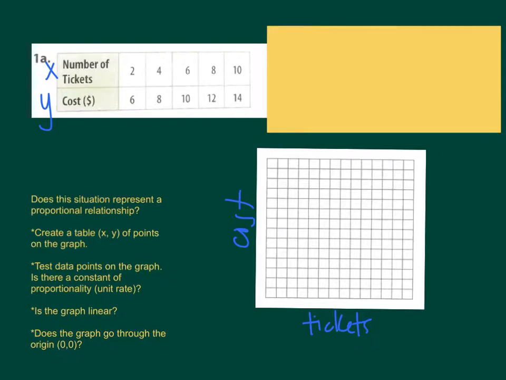So here's my origin of 0, 0. I don't have anything to put there, so I'm going to plot 2 tickets as $6. This is going to be a little bit tricky to make it as exact as I'd like it to be, but that's alright. 2, 4, 6, 8, 10, 12, and I'm going to do the same information going up my y-axis. 2, 4, 6, 8, 10, 12, and 14.